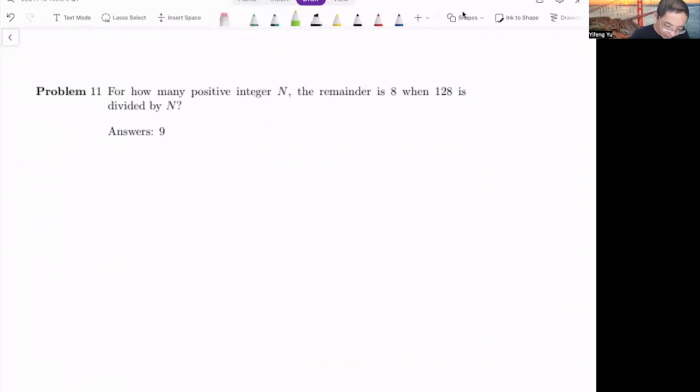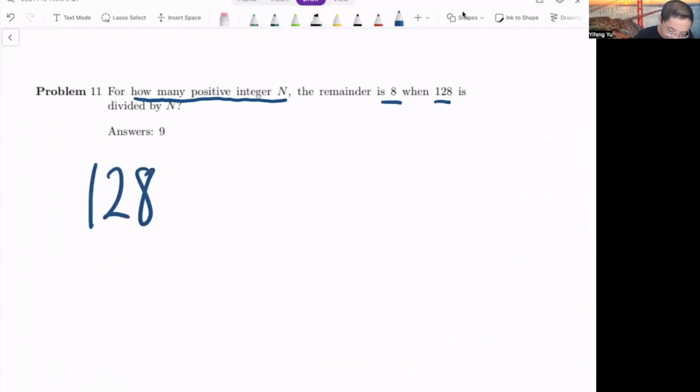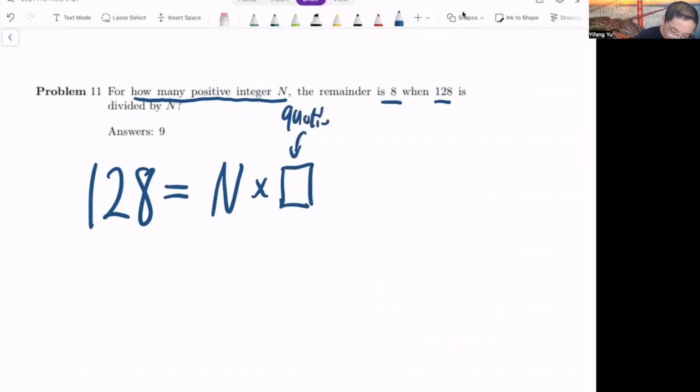Okay, problem number 11. For how many positive integers n is the remainder 8 when 128 is divided by n? Okay, 128 divided by n, so it's n times something, this is the quotient, and then plus the remainder, which is 8. So this is the algebraic expression that says that when 128 is divided by n, the remainder is 8.